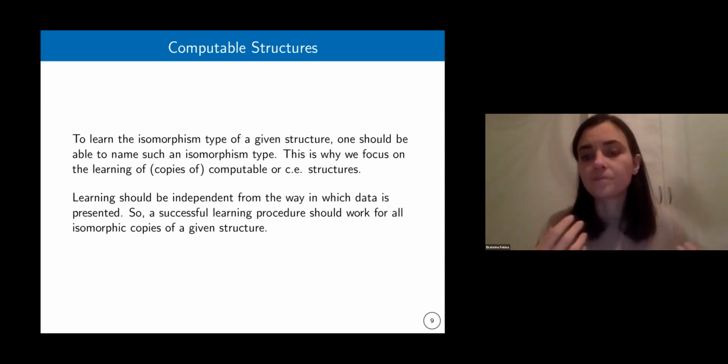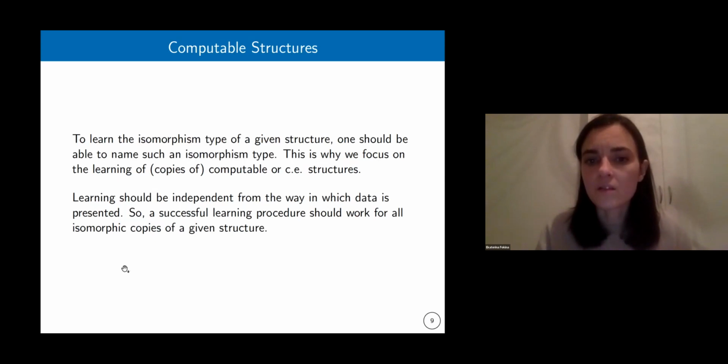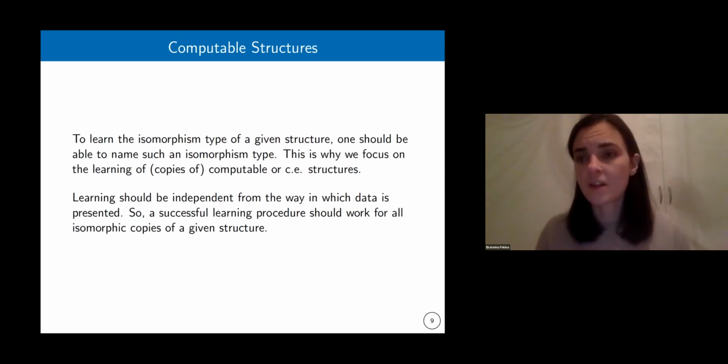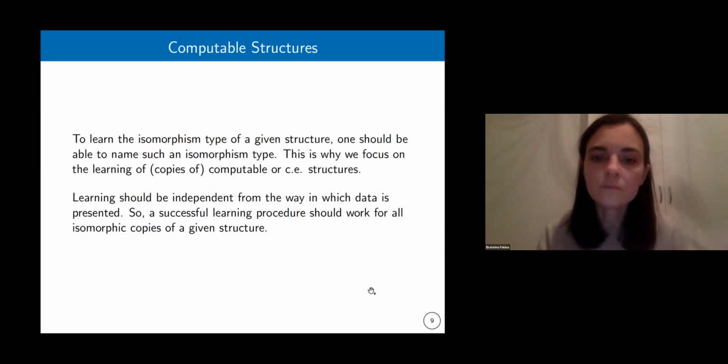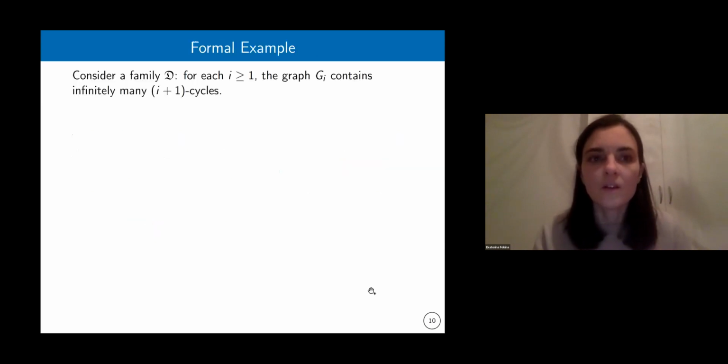So this learning procedure should actually work for all isomorphic copies of a given structure. Yeah? So all our classes are closed under isomorphism, and everything should work for arbitrary, not necessarily computable or c.e., presentations, isomorphic copies of those structures.